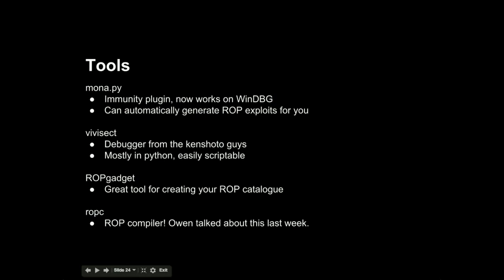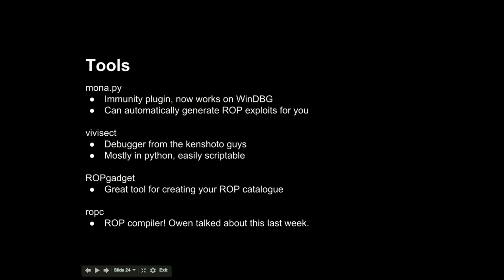And then there's Vivisect, which is another debugger. It's from the Kenshoto guys. If you guys play CTF, you might have heard of them. They're an old CTF group that have been around for a long time. Vivisect is mostly written in Python, which is really neat. That makes it really easily scriptable. In Python code, you can use the Vivisect disassembler to hunt for your own ROP gadgets, for example.